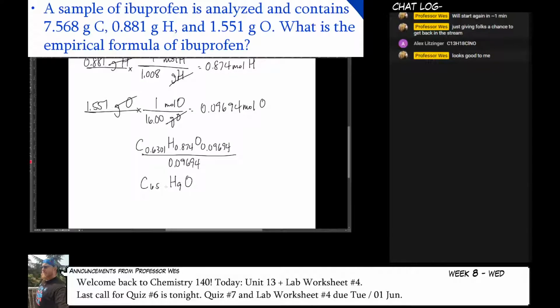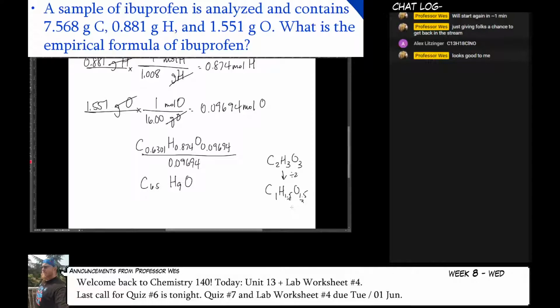So I have a fractional issue. I have C6.5H9O. Well, you can't have fractions for atoms. In the same way that if I tried to make the empirical formula of something like this, by dividing it by 2, I would end up with this. Right? So if I divide by 2, I would end up with fractions here, which is not allowed, right?